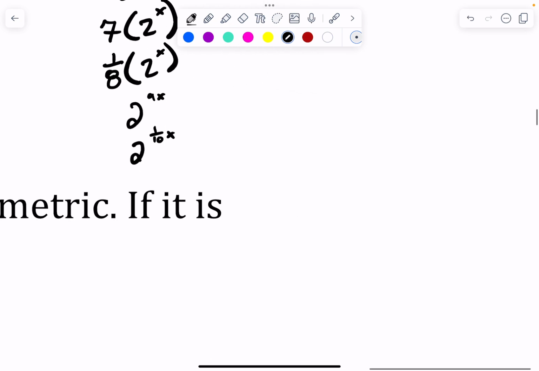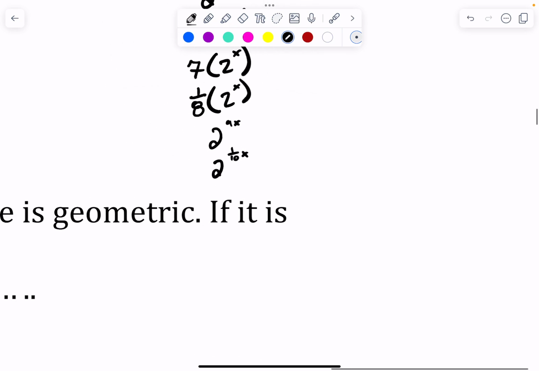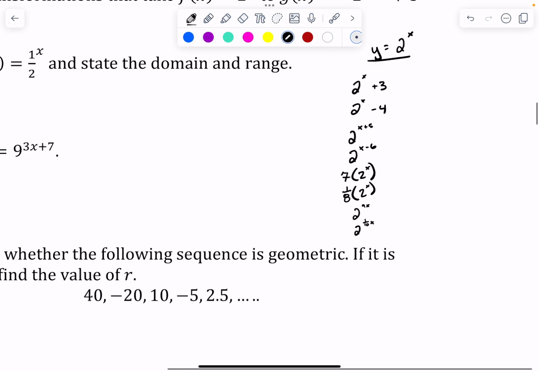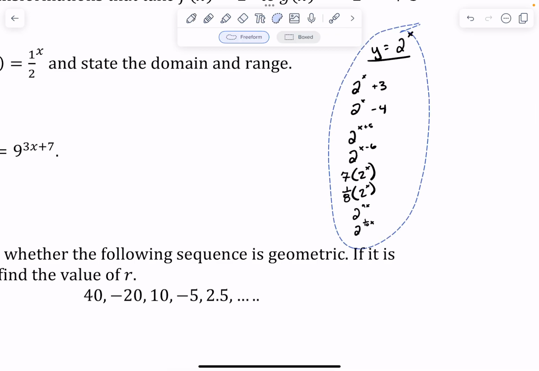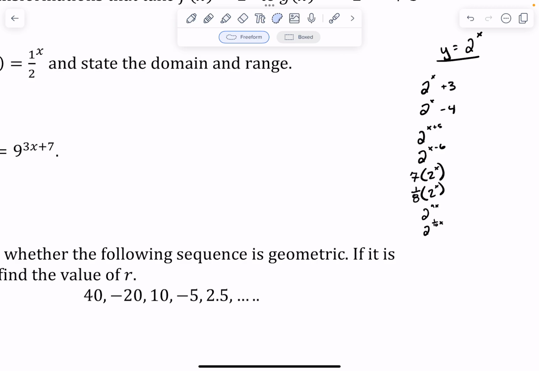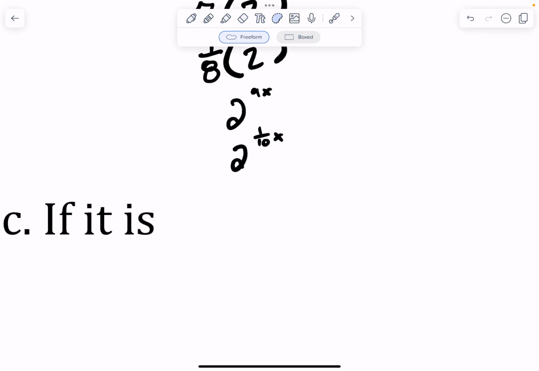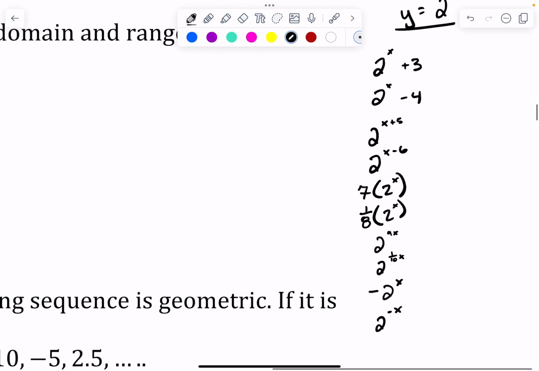I'm running out of room. Let's go over here. I'm going to shift this all over. Sorry. I just have 2 left. I have negative 2 to the x power, and I have 2 to the negative x power. So we're going to write down what each one of those things means. If you need to pause to write that down, go for it. We're going to write off to the side what each one of those things does.